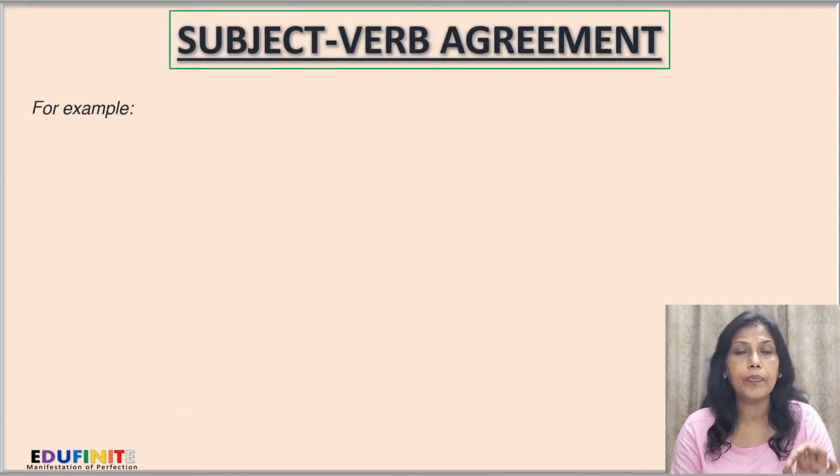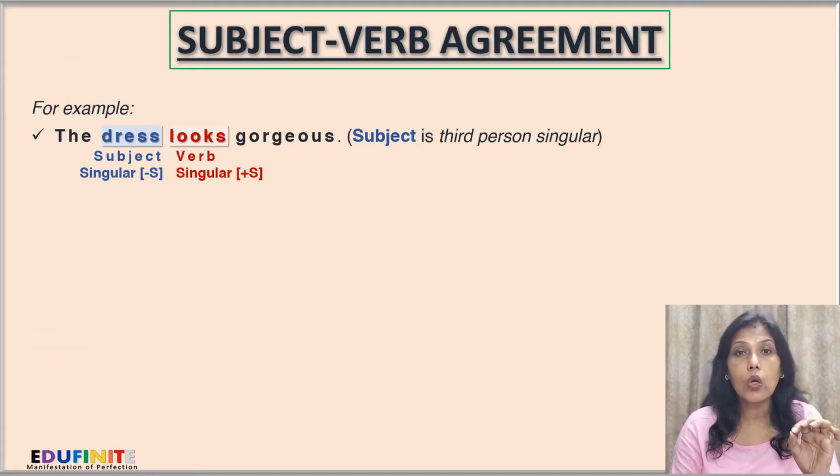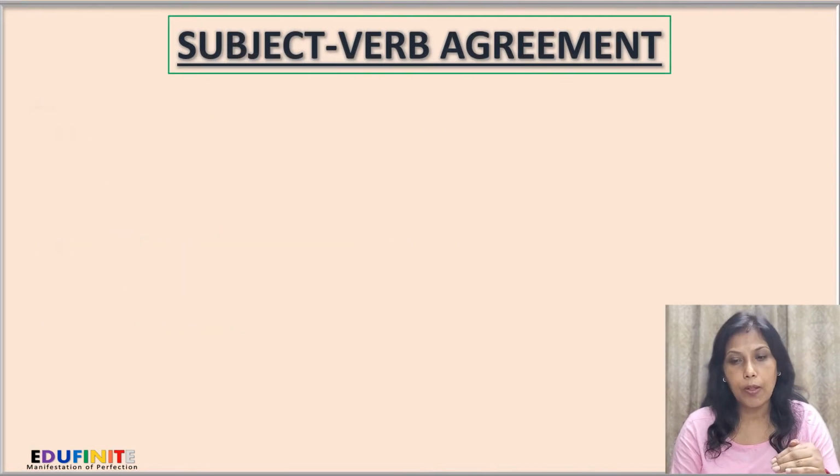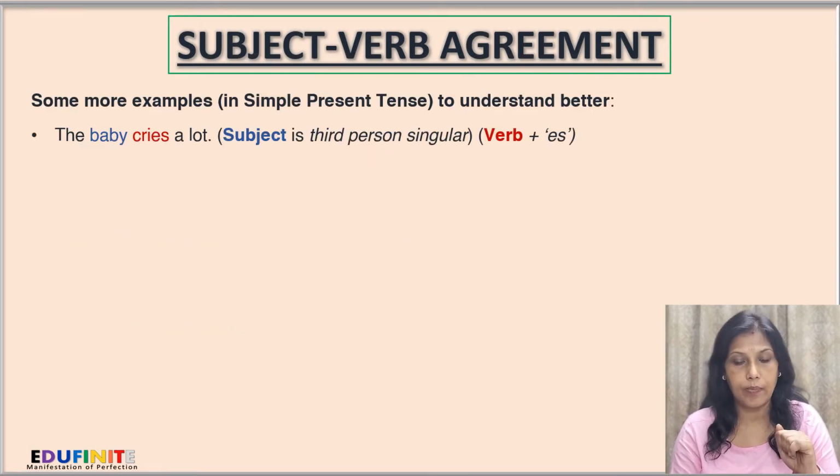Now, for example, the dress looks gorgeous. Here the subject is in third person singular, dress, and accompanying it is the verb looks. The base verb is look and we have added S to it, so it has become looks. But in the next sentence, the dresses look gorgeous, the subject is third person plural. Here, the verb look remains look, and does not take any S with it. Let's look into some more examples in the simple present tense to understand it better.